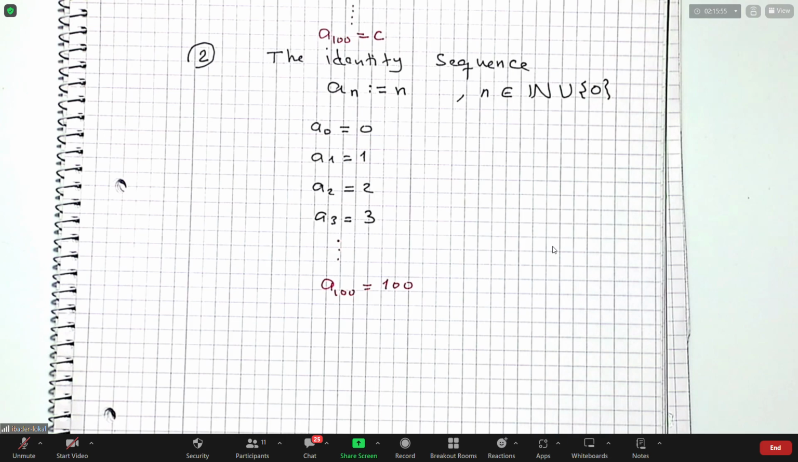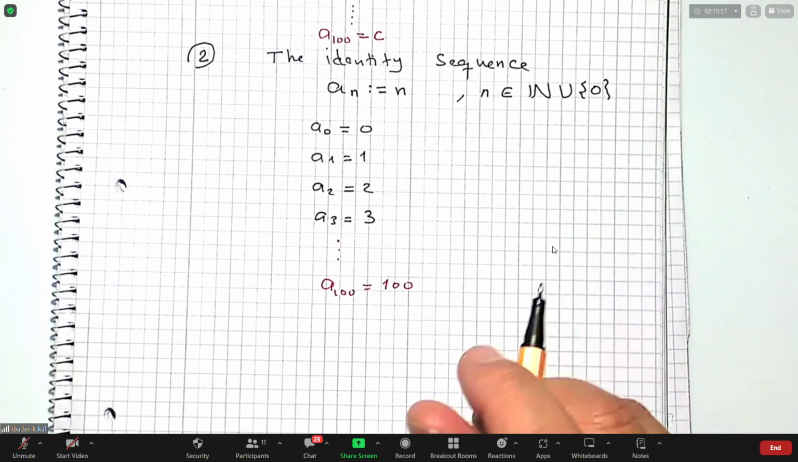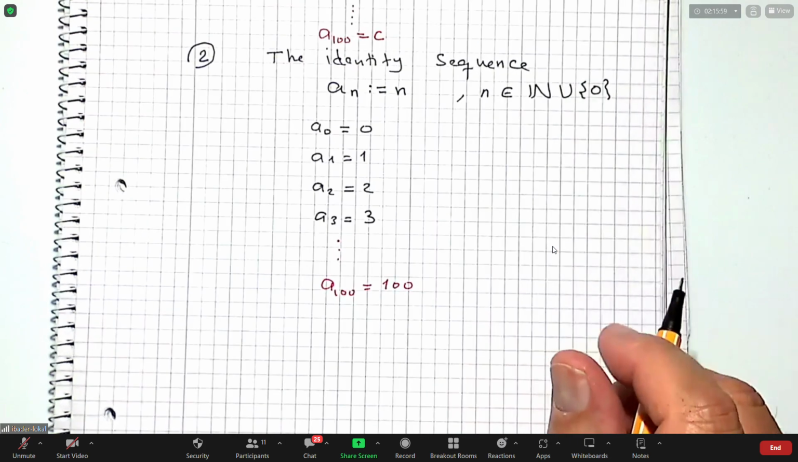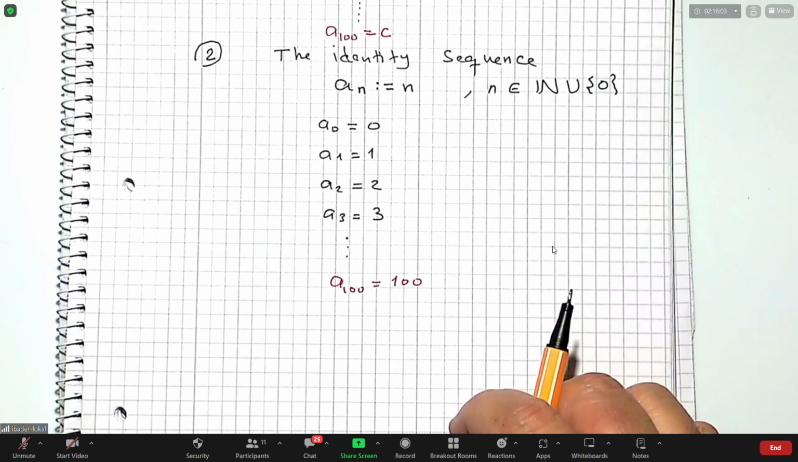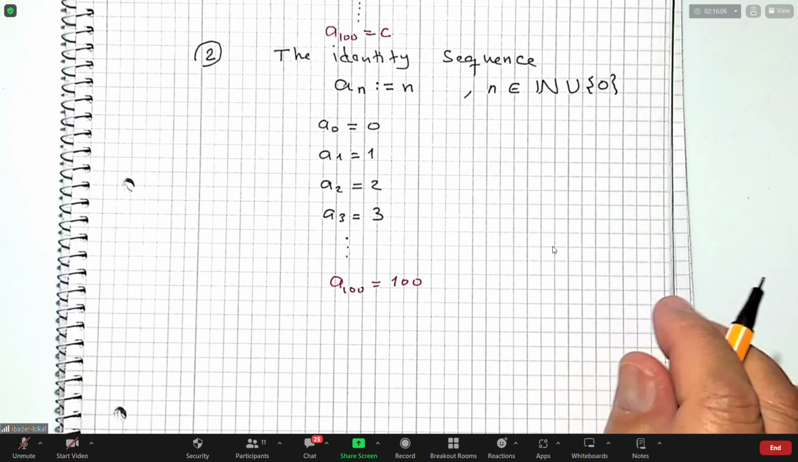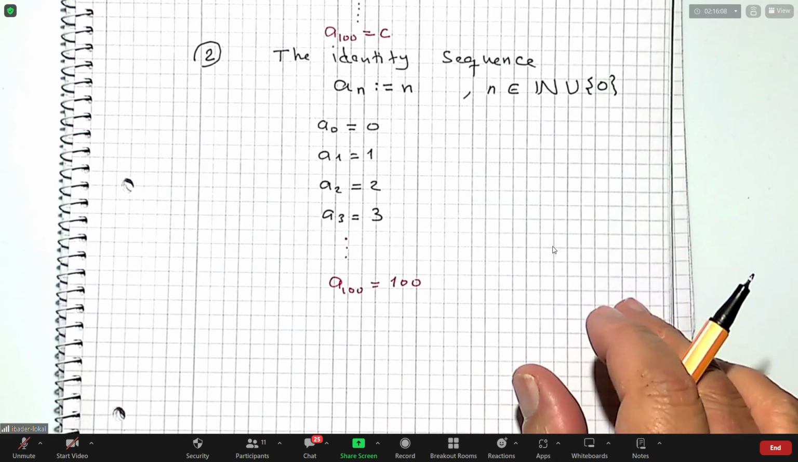Okay, and then when I introduce the Fibonacci sequence, if you still are not feeling very confident with that, just let me know, please. Okay.